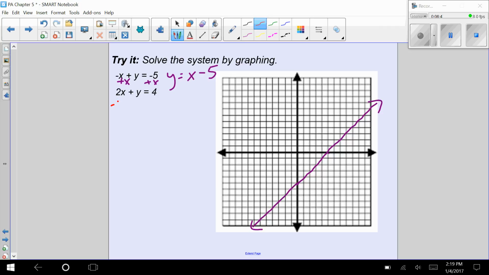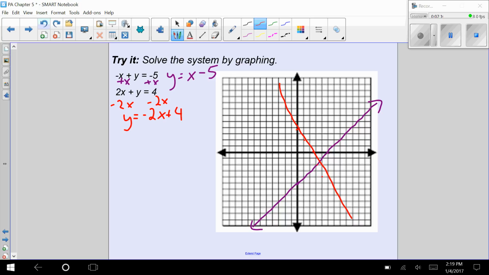And for the other one, we will subtract 2x off of each side. So we'll get y equals negative 2x plus 4. So we'll start at 4 on the y-axis. We'll go down to right 1. And draw our nice line for us. Whoops. That line was terrible.